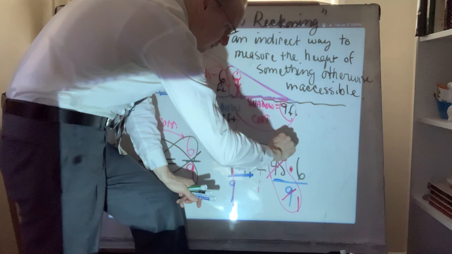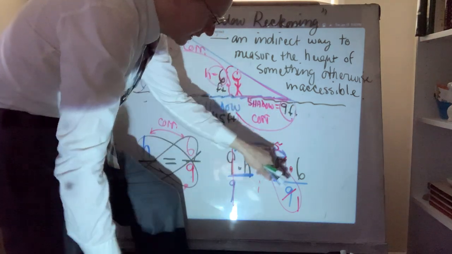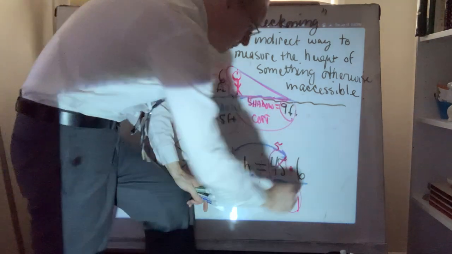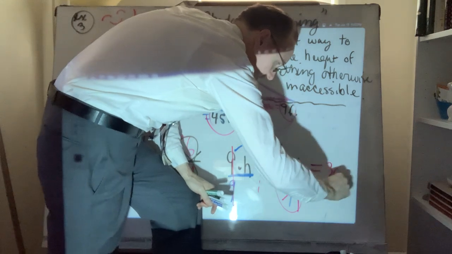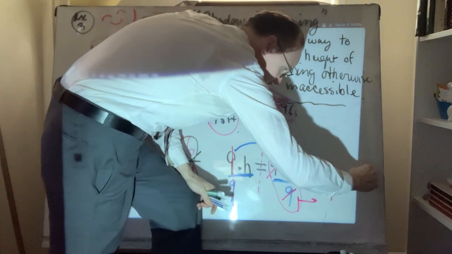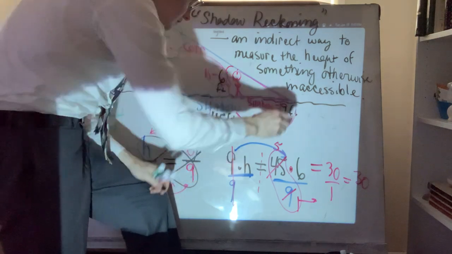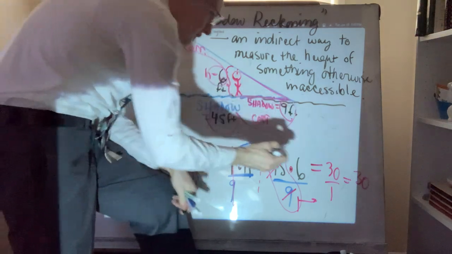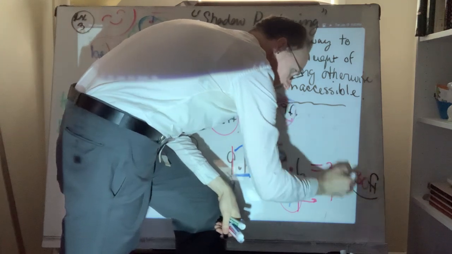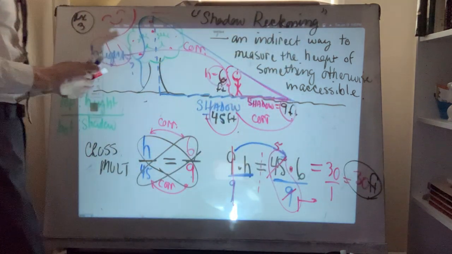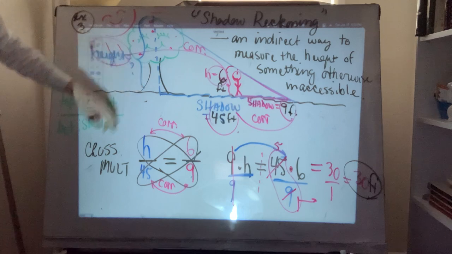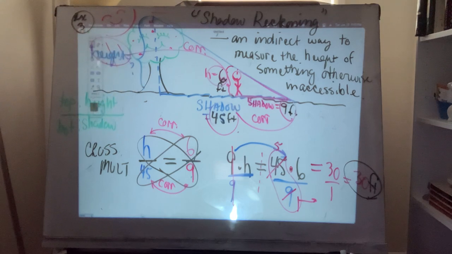45 divided by 9 is 5. Leftover 5 times 6 is 30, technically over 1, which is just 30. No calculator. And since the unit of choice here is feet, one could estimate that the tree's height is 30 feet, which sounds reasonable for a tree, certainly.